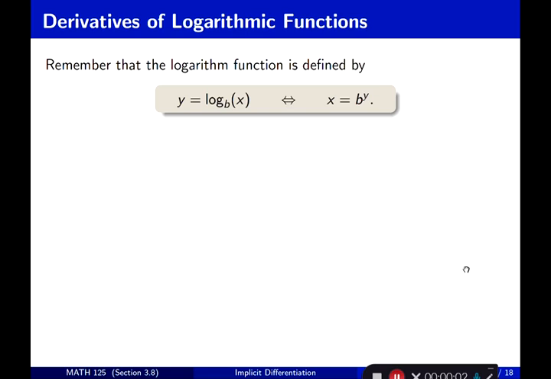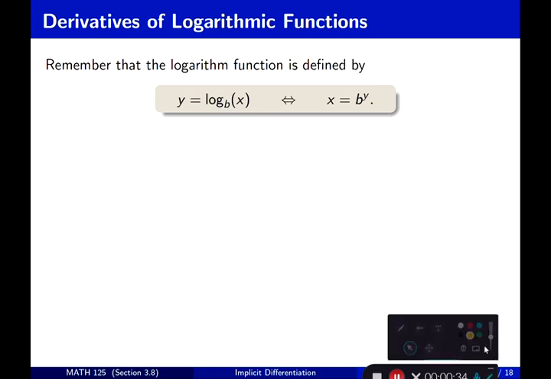Section 3.8, we're continuing, and this time we're ready to show the derivative of logarithmic functions. Basically, we're deriving the formula right here. Remember that the logarithm function is defined by y is equal to log base b of x if and only if x is equal to b to power y.